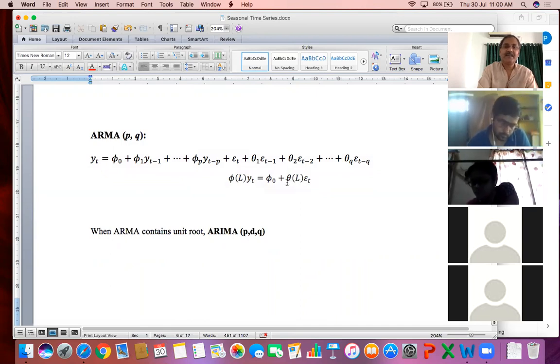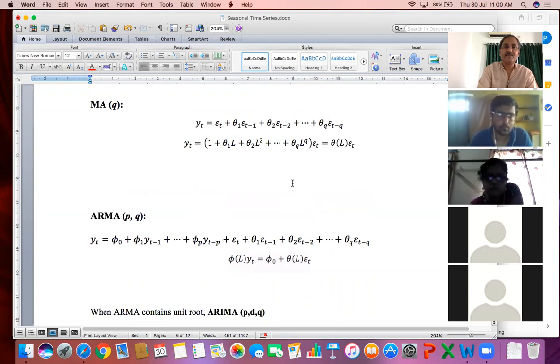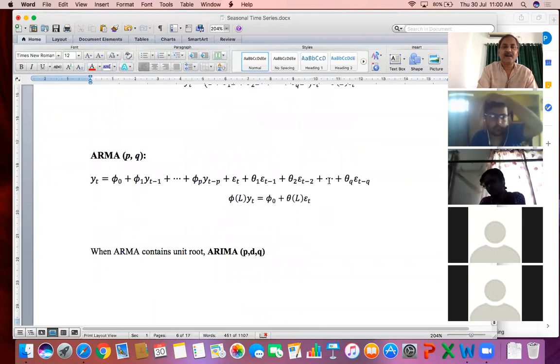What is theta of L? Theta of L appears in this way. This is the moving average polynomial. If we introduce the lag operator into the error component, you have a similar kind of polynomial in the moving average, and we denote this polynomial as theta of L. So this theta of L is called the moving average polynomial. In the case of ARMA, you have two types of polynomials: one is the autoregressive polynomial, another is the moving average polynomial.